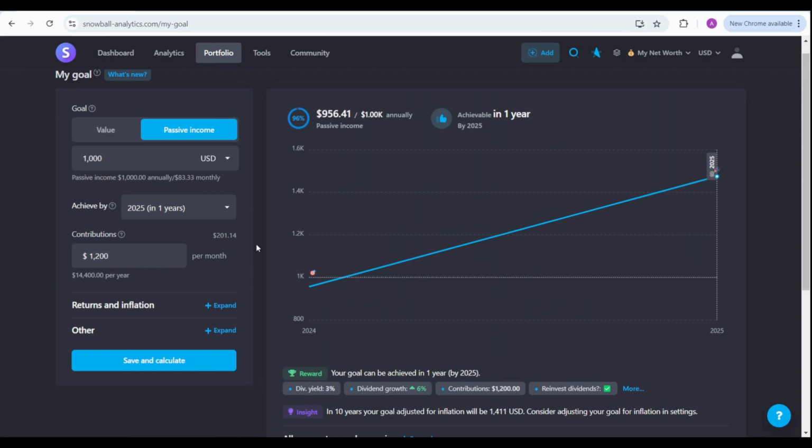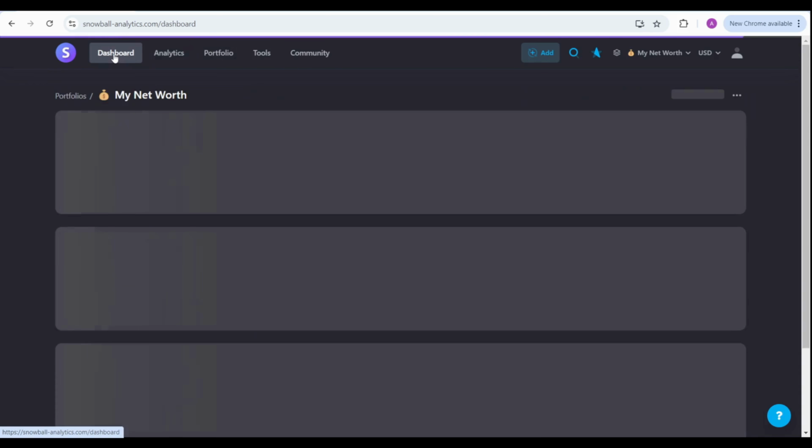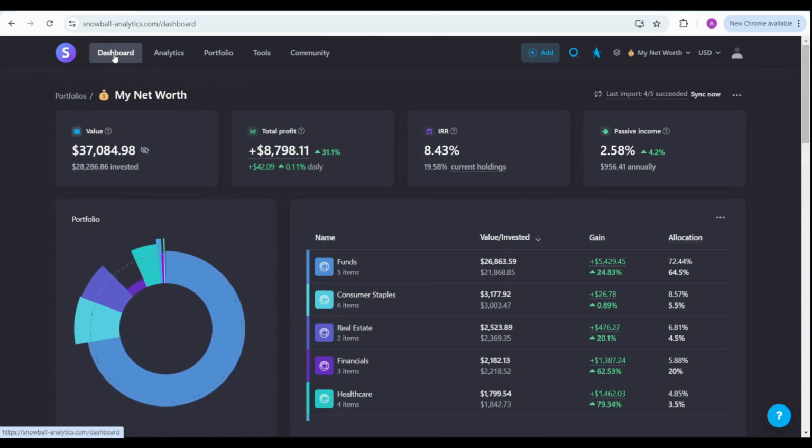So this is combined for all my portfolios. I have the passive income that I'm trying to attain, when I'm trying to get there by, and how much I'm investing per month. So you can go in and help keep yourself on track there to see if you're going to be able to hit your goals by the time that you get there.